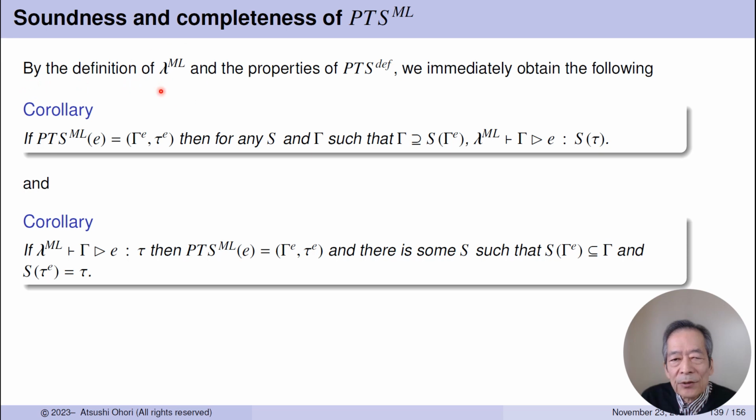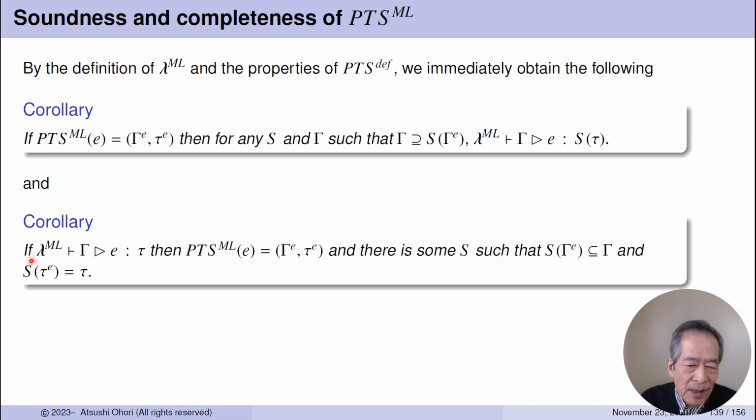By the construction of this type system and the property of PTS depth, we immediately obtain the following two corollaries. First one is soundness, and the other one is completeness. Furthermore, this soundness statement is exactly the same as before. So if this new algorithm PTS ML succeeds with typing, then any instance is derivable, where the definition of instance is the same.